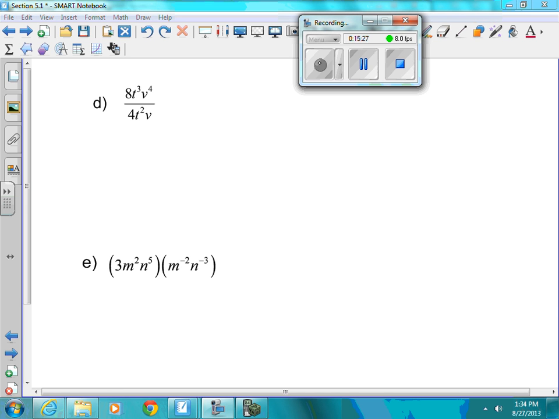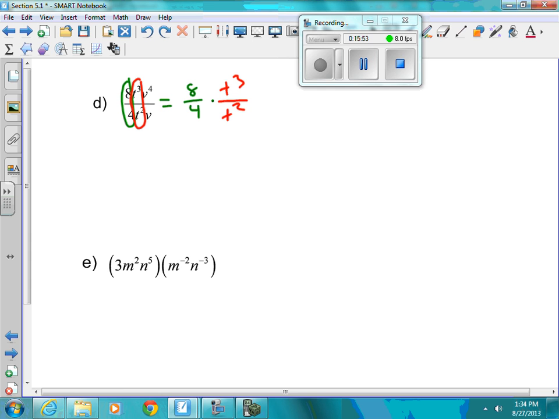Okay, so we see an expression in the numerator and an expression in the denominator. What we can do to simplify this is group like terms. What I mean by like terms: 8 divided by 4, times the t's, t to the third over t squared, and finally v to the fourth over v.